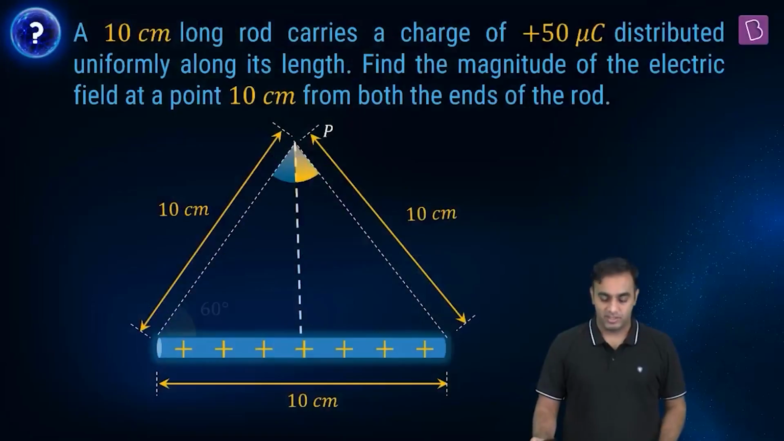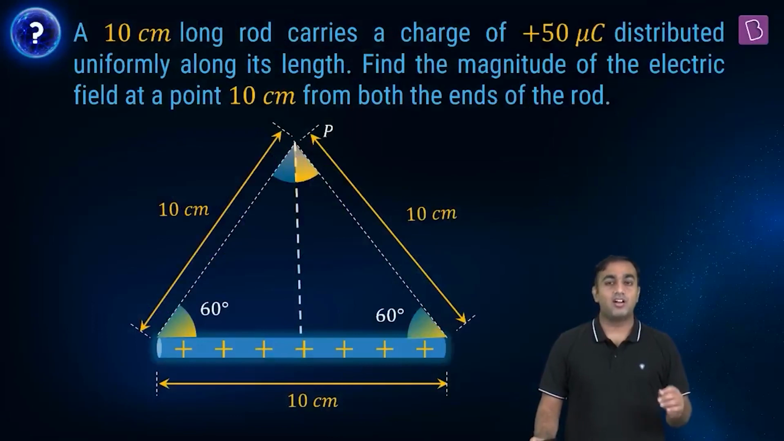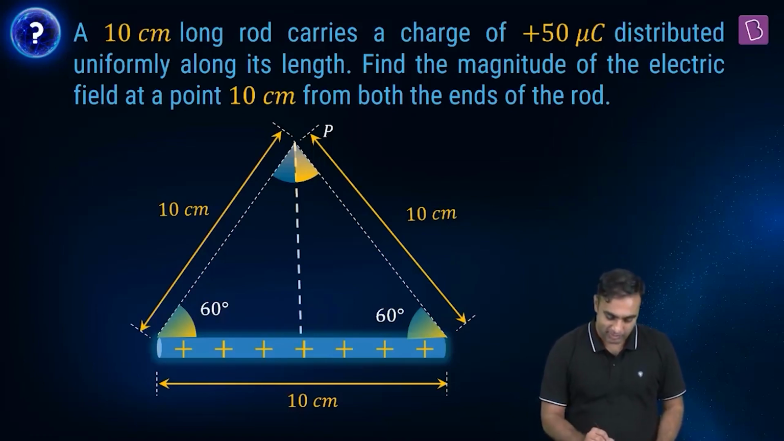We have a question here on electric field due to a continuous charge distribution. Given here is a long rod, 10 centimeter long, and it has a net charge of 50 microcoulomb distributed uniformly along its length. We are supposed to find the electric field generated by this charged rod at a position which is 10 centimeter away from both ends of the rod.